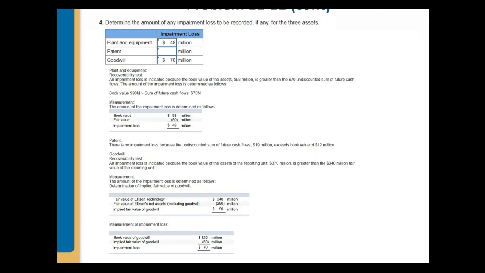So you see here, the plant and equipment will have a $48 million impairment loss, since the fair value of the equipment is at $50 million. Therefore, the book value of 98 minus the fair value would give us a $48 million impairment loss. Now, with the patent, there is no impairment loss because the undiscounted sum of future cash flows of $19 million exceeds our book value of $12 million.